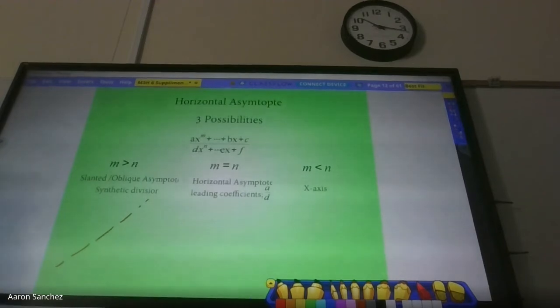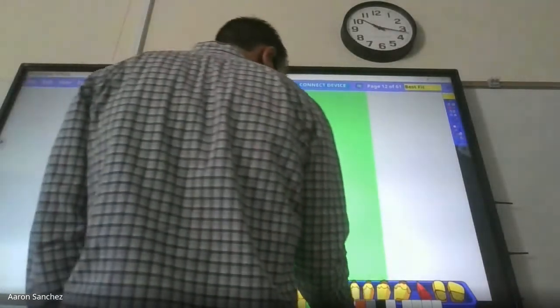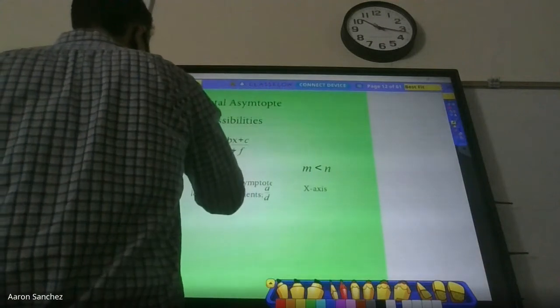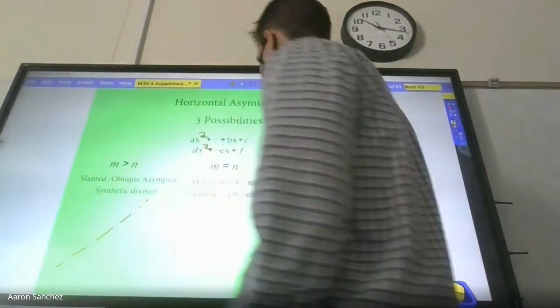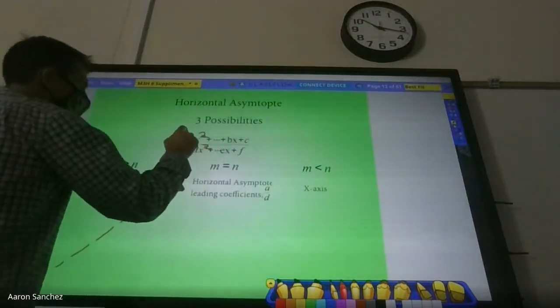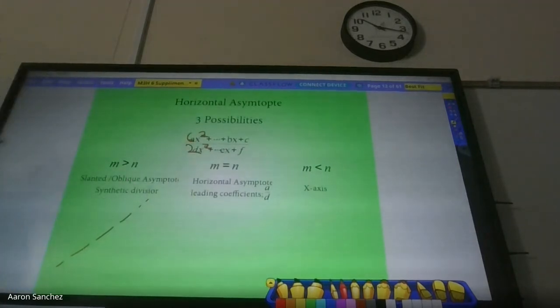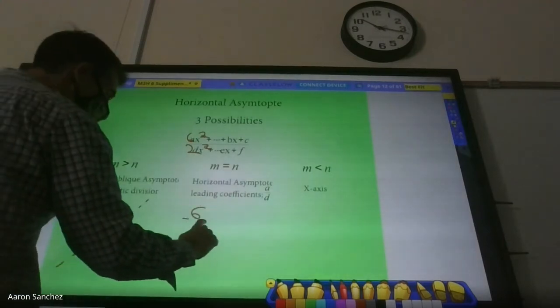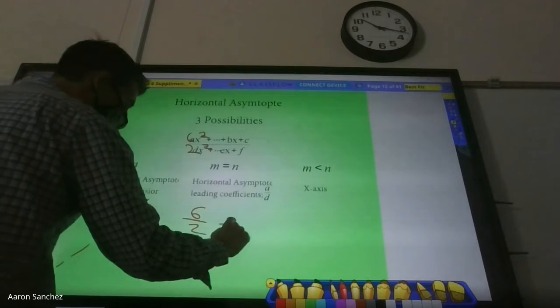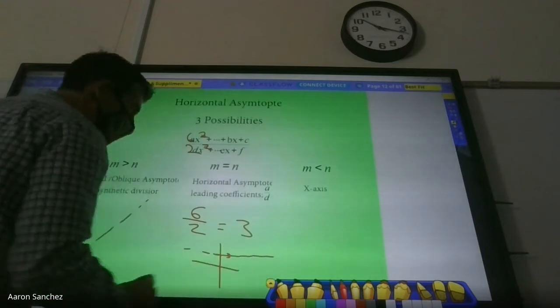Okay, so if m is equal to n, so like if this is x squared and this is x squared, then the horizontal asymptote, like we talked about before, is a over d. So say this is 6x squared and this is 2x squared, right? See how the exponents are the same? So then my horizontal asymptote will be 6 divided by 2, which equals 3. And so at y equals 3, that's where my horizontal asymptote will be.